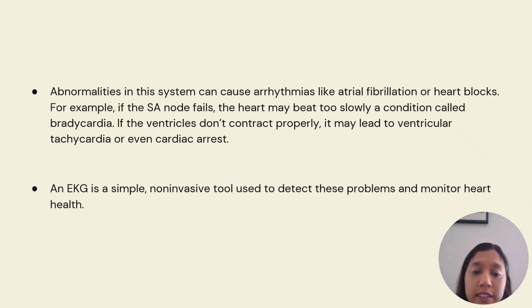Abnormalities in this system can cause arrhythmias like atrial fibrillation or heart blocks. For example, if the SA node fails, the heart may beat too slowly, a condition called bradycardia. If the ventricles don't contract properly, it may lead to ventricular tachycardia or even cardiac arrest. The EKG is a simple, non-invasive tool used to detect these problems and monitor heart health.